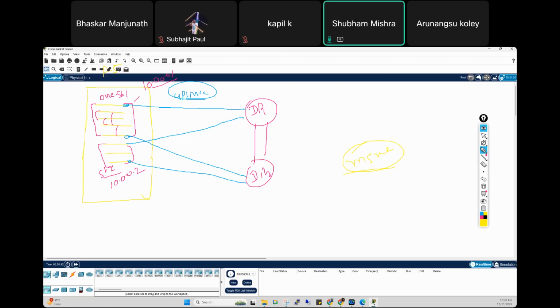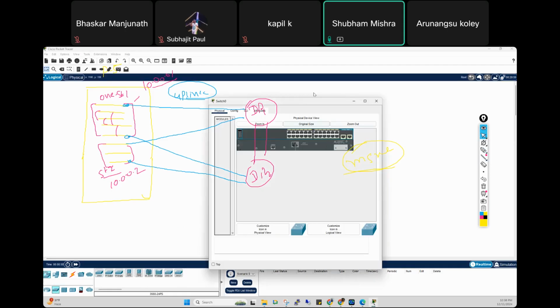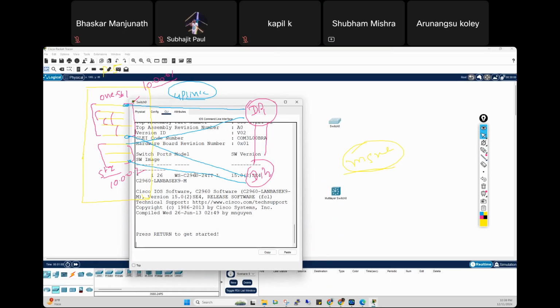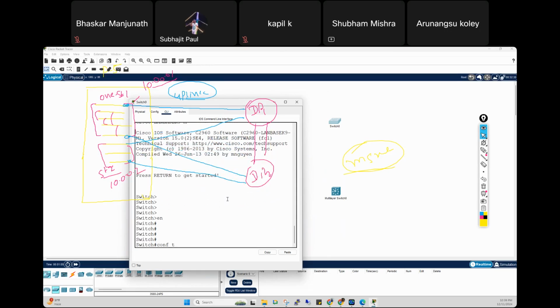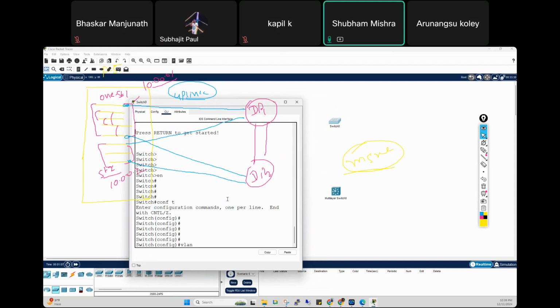Tell me, clear? Yes. For example, I have taken a switch 2960, that is a proper L2 switch. Okay. Let me take one more switch. For example, let me take a slightly more advanced switch. Clear? For example, let's try on this. I hope my screen is visible, right, guys? Enable, conf t. I configured a VLAN 110. Clear? I gave the name management.